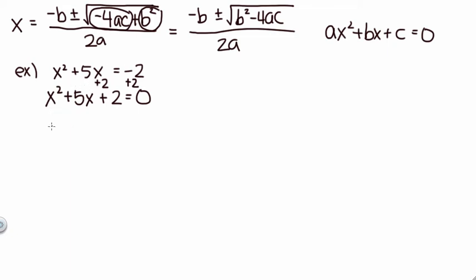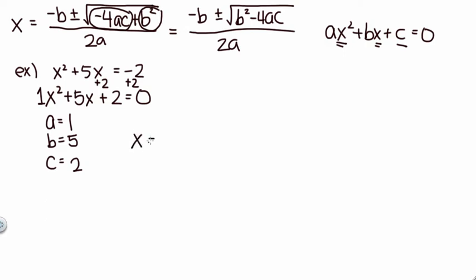If I want to use the quadratic formula, I have to pick out my a, my b, and my c. So my a is going to be 1, right? Because if there isn't anything there, you can say it's 1 times that. My b is 5, and my c is 2, because it's the coefficient of x squared, the coefficient of x, and then the constant term. And then I just plug things in.